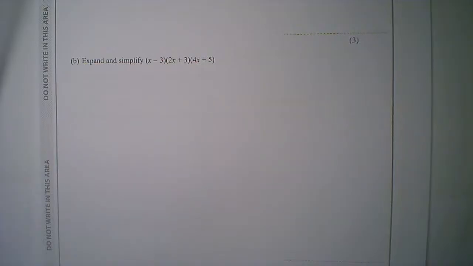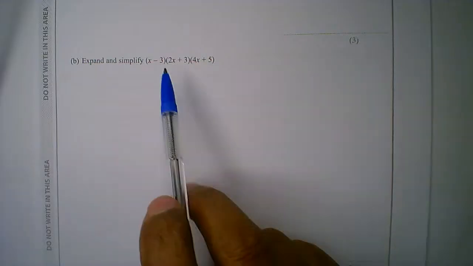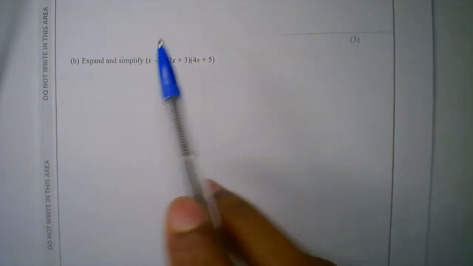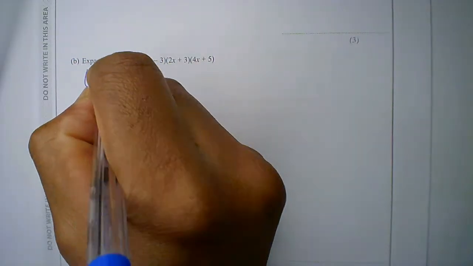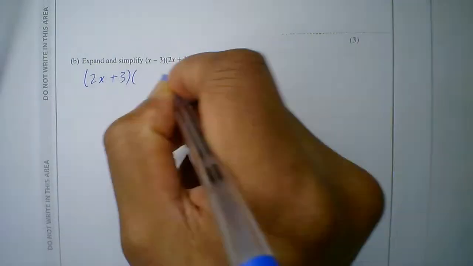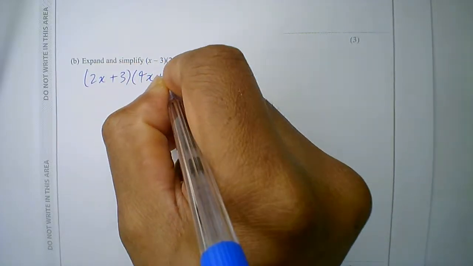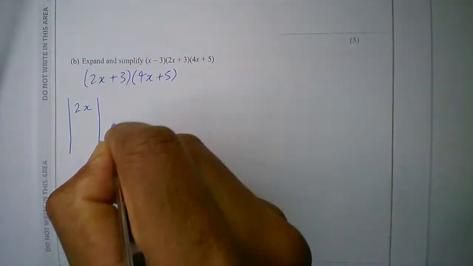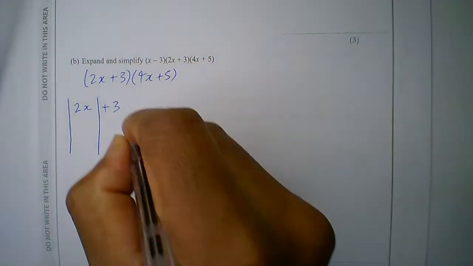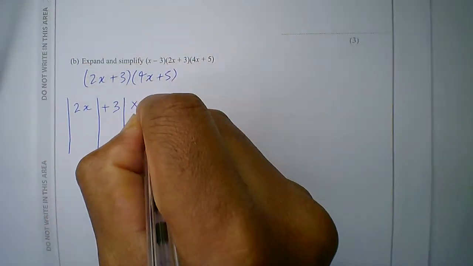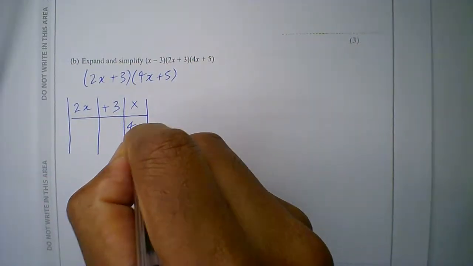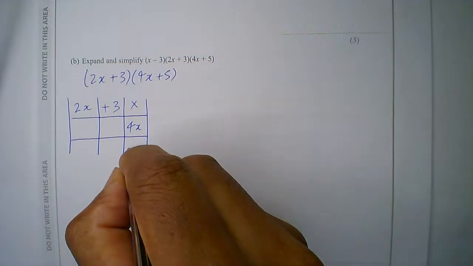So let's get started. Again, similar to before, I'm going to look at my question. I've got a negative and a positive. Let's start with the positives. I don't want to deal with negatives. So I'm going to do 2x plus 3 times by 4x plus 5. So I'm going to have 2x here plus 3 times by 4x plus 5.